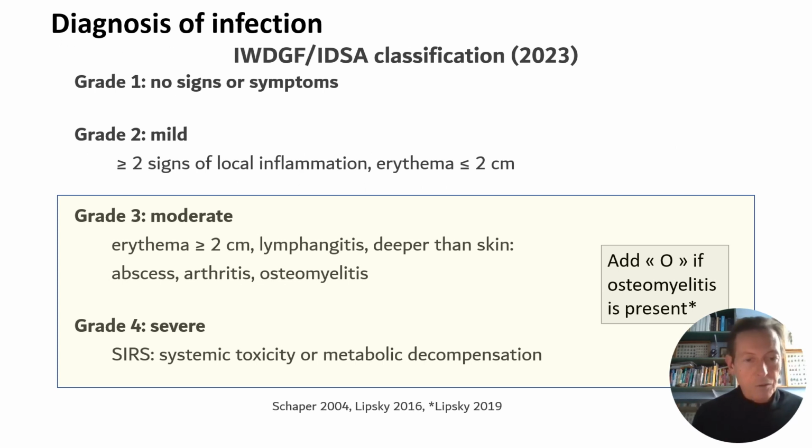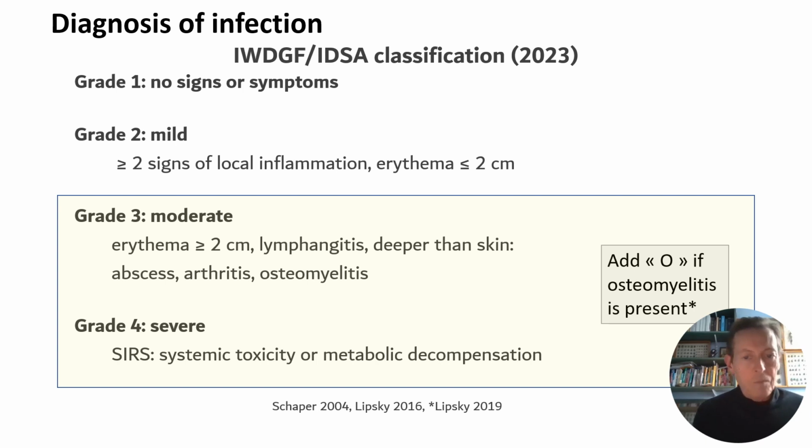It is based on 4 grades. Grade 1 is the absence of any signs suggesting an infection or symptoms. Grade 2 is a mild infection. It means that there are signs of local inflammation defined by the presence of an erythema zone less than 2 centimeters around the limits of the ulcer. Grade 3 is defined by the extension of the inflammation on surface more than 2 centimeters from the limits of the ulcer, so presence of a lymphangitis.